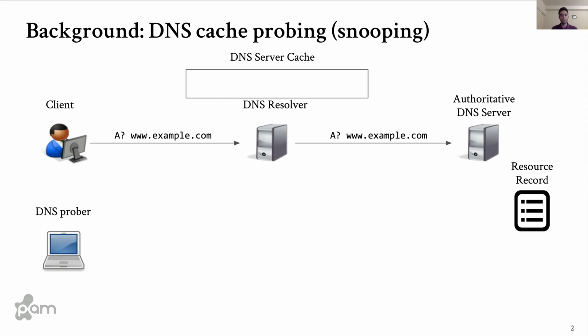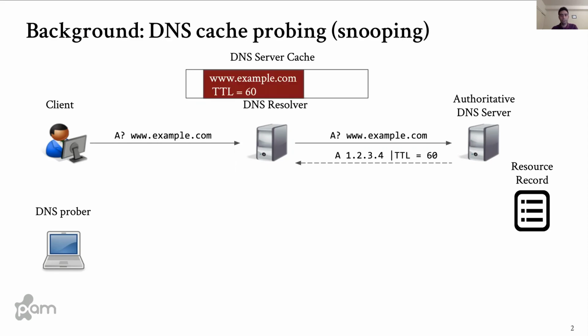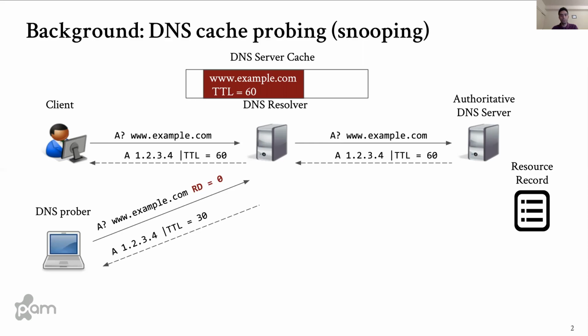When the recursive DNS resolver receives a response from the authoritative name server, it will cache the DNS record for example.com for TTL seconds. DNS cache probing is the process of sending DNS queries to a DNS server in order to find out if it has a specific resource record cached. This can be done by setting the recursion desired flag to 0, which asks a DNS server to only respond if it has the resource record cached. So here, if the prober gets a response, it knows that the record was cached.